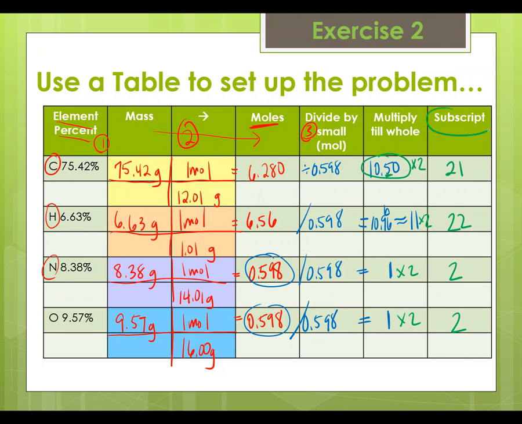Now these are going to be our subscripts. So this is going to be C21, because remember the first one's carbon. Second one's hydrogen, so that's 22 here. Third one's nitrogen. That's a 2. And then the fourth one, oxygen, gets a 2. This is our empirical formula. All that calculating just to find that.